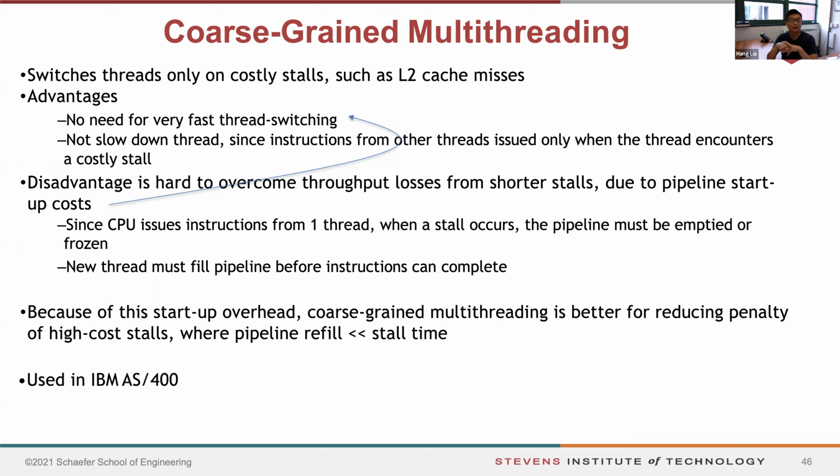The disadvantage is it is hard to overcome the throughput losses from shorter stalls, due to pipeline startup cost, because we don't have fast thread switching anymore. When we have short stalls, it's quite expensive to do switching. Since the CPU issues instructions from one thread, when a stall occurs the pipeline must be emptied or frozen. New threads must fill the pipeline before instructions can complete. Because of this startup overhead, coarse-grained multi-threading is better for reducing the penalty when you have a very long stall.